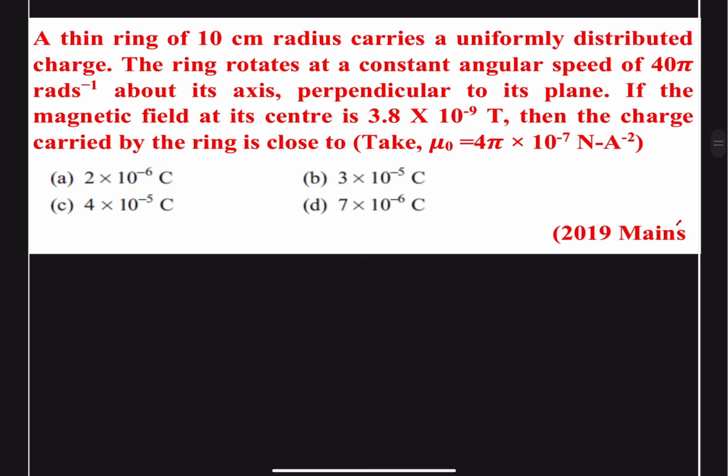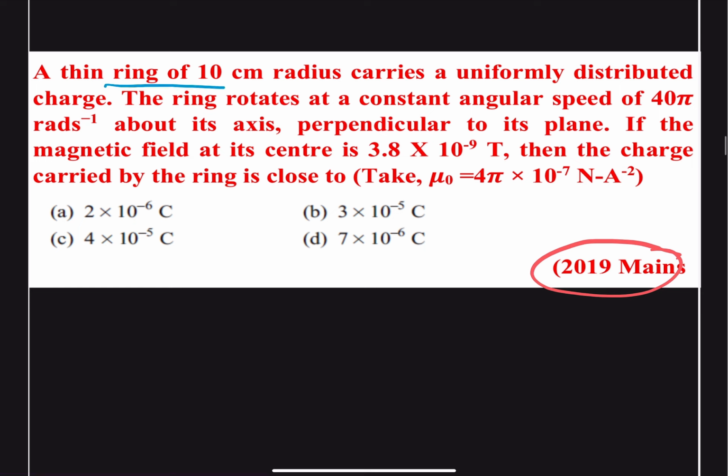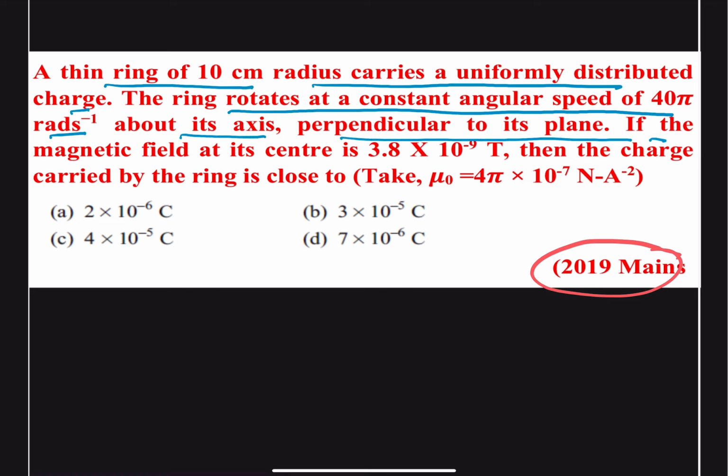And here it states that a thin ring of 10 centimeter radius carries a uniformly distributed charge. The ring rotates at a constant angular speed of 40 pi radian per second about its axis, perpendicular to its plane. If the magnetic field at its center is 3.8 into 10 to the power minus 9 Tesla, then the charge carried by the ring is close to. Take mu naught as 4 pi into 10 to the power minus 7.